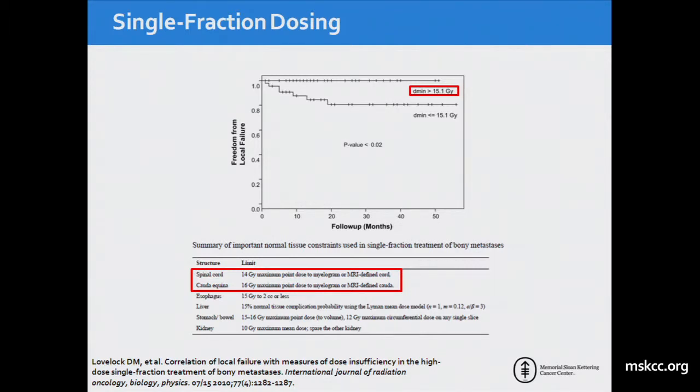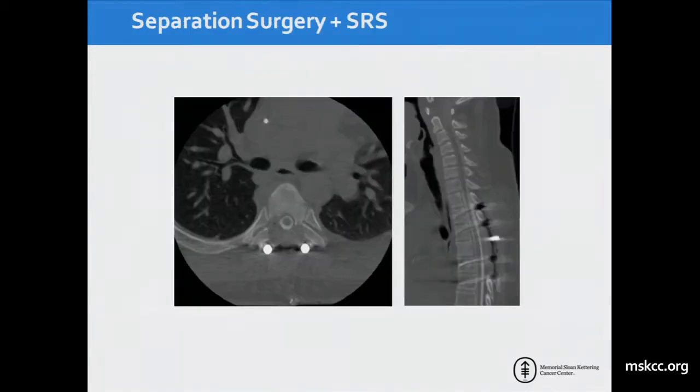At our institution we use a maximum point dose of 14 gray to any part of the spinal cord. So if we put these together, we can't give more than 14 gray to the spinal cord, we have to give more than 15 gray to the tumor volume, the entire thing, even the part that's abutting the spinal cord. So the only way we can do that is by providing a separation between the tumor and the spinal cord. And it doesn't have to be a very big separation, it just has to be a couple of millimeters. So once we have that, we can safely deliver 15 gray to the entire tumor volume without risking spinal cord toxicity. And that's the second reason why we take these patients to surgery.